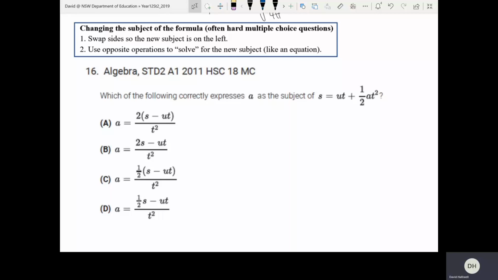If you can't work it out, just put in some numbers for the letters and guess. For example, in this one, you'd put in random numbers for U, T, and A, work out what S has to be, and then work out which one of the answers matches.